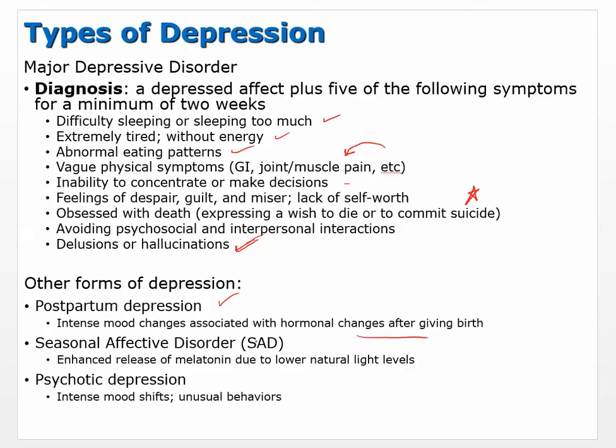Seasonal affective disorder, also called SAD. Enhanced release of melatonin due to lower natural light levels. So remember, 5-HT means serotonin, but serotonin and melatonin are structurally related, and the pathways to produce these kind of rely on one another. To make that very simple, they kind of occur together. So it makes sense and fits with that serotonin idea for depression.